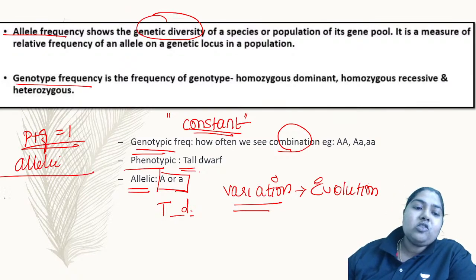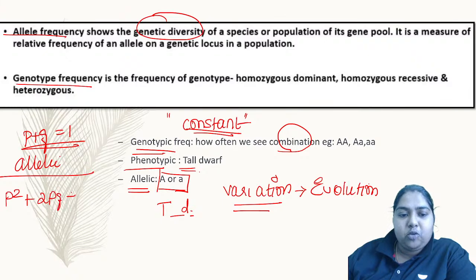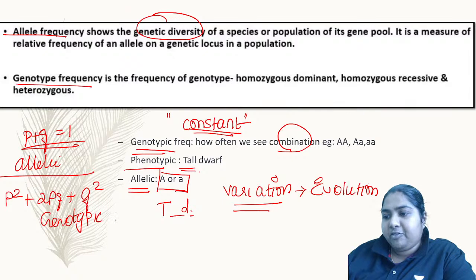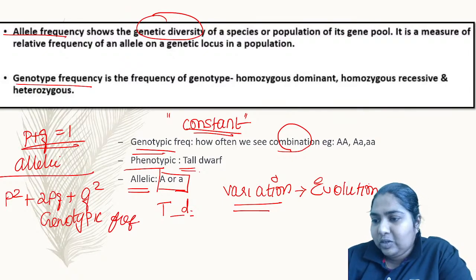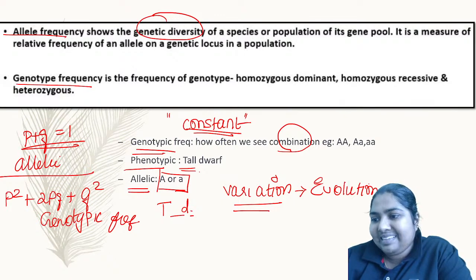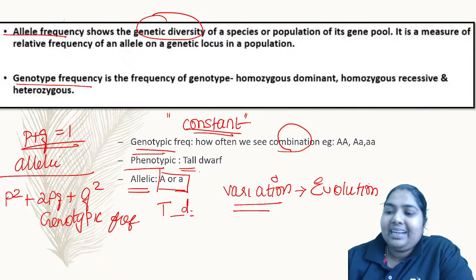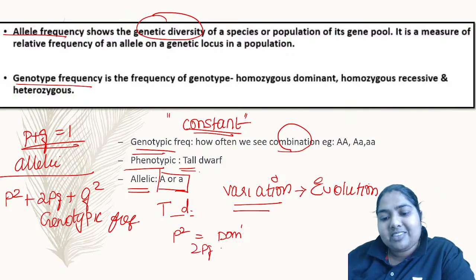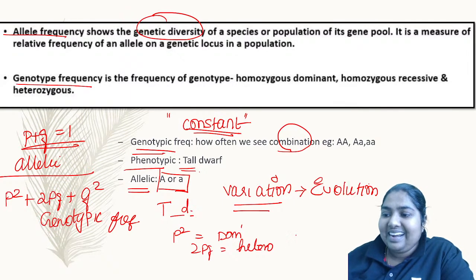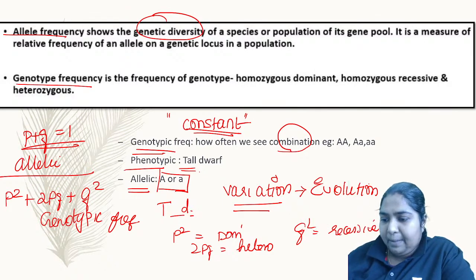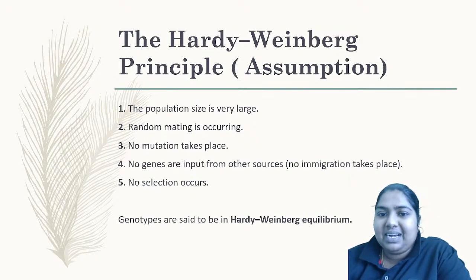Then, P squared plus 2PQ plus Q squared is the formula you use whenever there is genotypic frequency. P squared represents the dominant trait, 2PQ represents the heterozygous trait, and Q squared represents the recessive trait. These are quite common examples, and now we come to the Hardy-Weinberg assumptions.